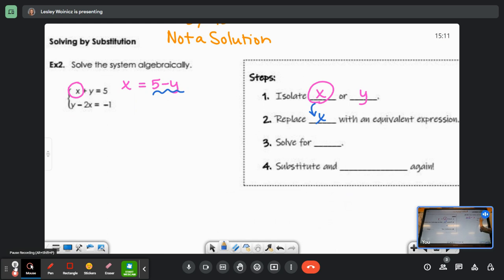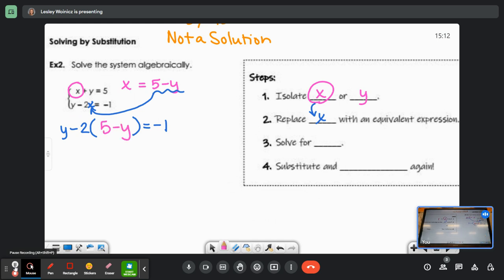Okay, and then I have this x just sitting there. I'm going to substitute that whole thing in right there. The whole thing's going to go in. So make sure you use parentheses or brackets. So it'll be y minus 2 times my whole x equals negative 1. Now my x is 5 minus y.